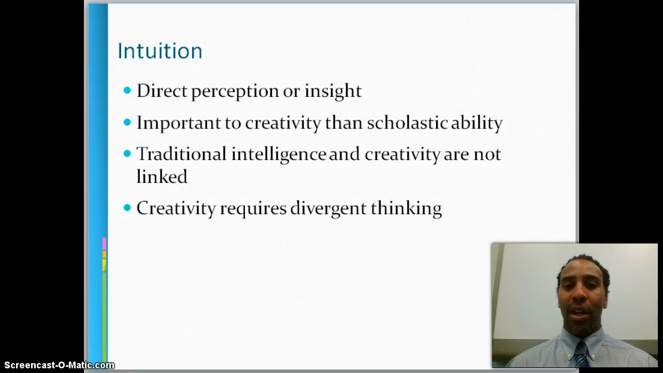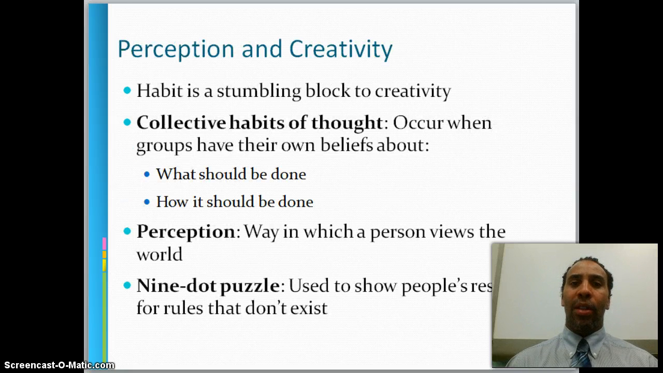Creativity requires divergent thinking, right? So you don't always think right, left, right, left. Sometimes you may think left, left, left, left, because that's just the direction that my thought process and thought pattern took me. So, perception and creativity. Habit is a stumbling block to creativity. If you come into the office and you do ABC every day, that is a stumbling block to creativity. It will stifle your creativity.